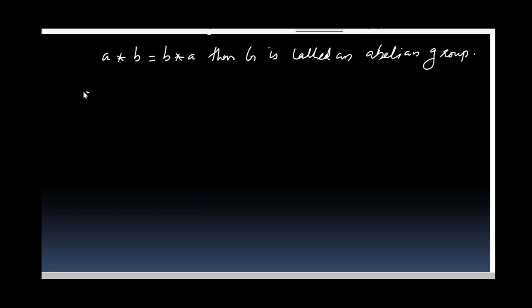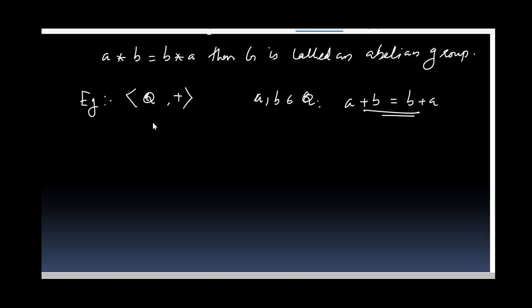Example, you can take (Q, +) also. Now in this (Q, +), if you are adding any two rationals a, b belongs to Q, what you will get is a + b should be same as b + a, right? Then this is an abelian group.